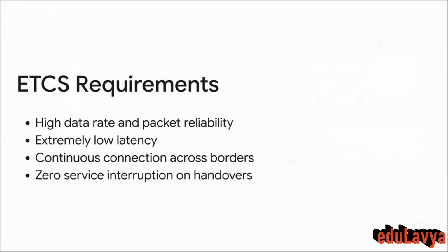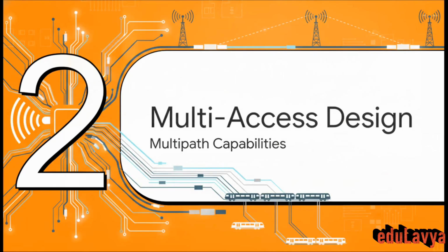So, we all know that systems like the European Train Control System, or ETCS, demand absolutely strict latency and rock-solid packet reliability. I mean, we're talking about controlling massive trains moving at incredibly high speeds, right? Service continuity simply cannot drop when a train moves between cells. In the old days, handing over meant tearing down and establishing a completely new connection. But today, the demand is strictly zero service interruption. It's a huge challenge. Which brings us to Section 2, multi-access and multipath design.